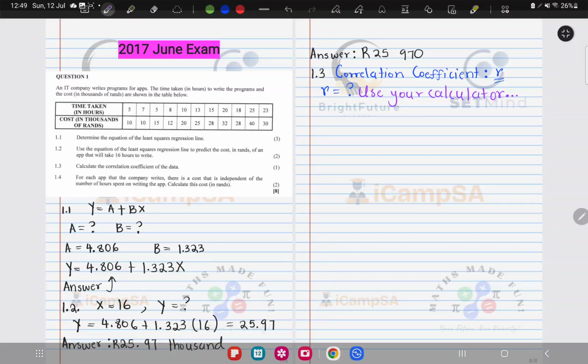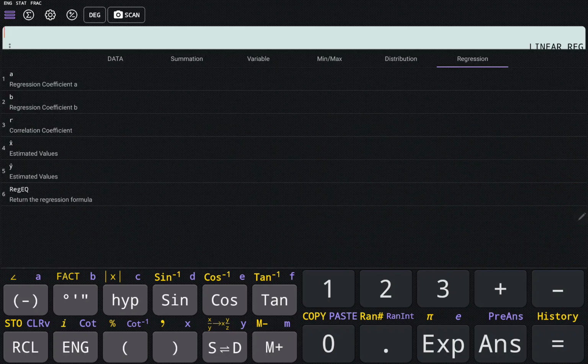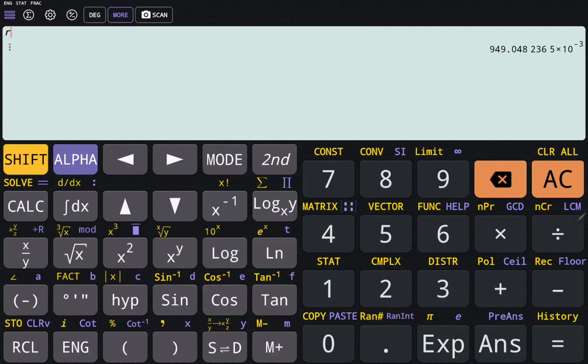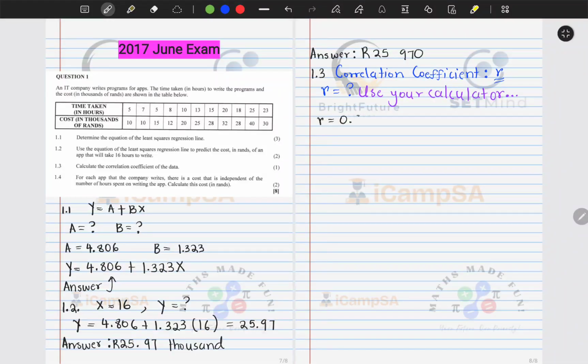It's very simple. Let's go to the calculator and say shift 1. In your case, you would see stats, then you choose reg, which is for regression. Then you will see the value for R. So R is 0.949, which if you round off to 2 decimal places, will be 0.95. Okay. So our R value will be 0.95. This here becomes our answer, that's our correlation coefficient.